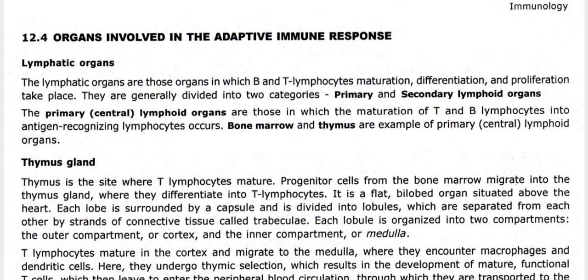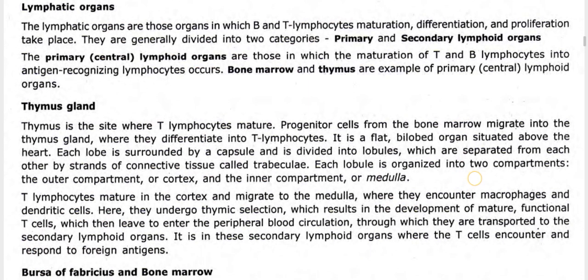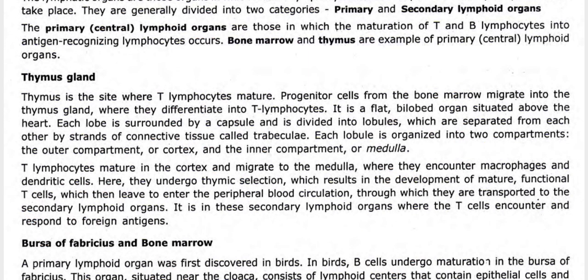Organs involved in the adaptive immune response. Lymphatic organs. The lymphatic organs are those organs in which B and T lymphocyte maturation, differentiation, and proliferation take place. They are generally divided into two categories: primary and secondary lymphoid organs. The primary central lymphoid organs are those in which the maturation of T and B lymphocytes into antigen recognizing lymphocytes occurs. Bone marrow and thymus are examples of primary central lymphoid organs.